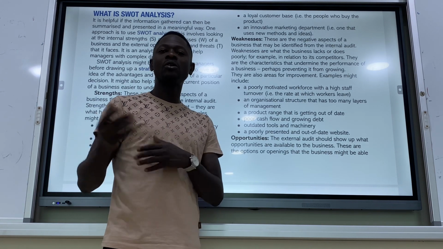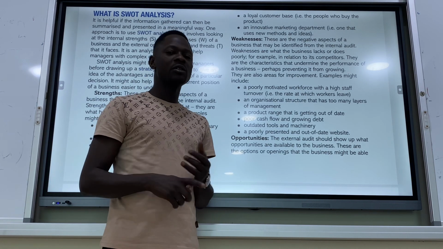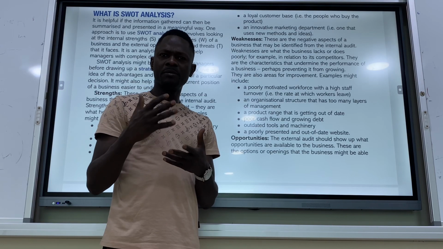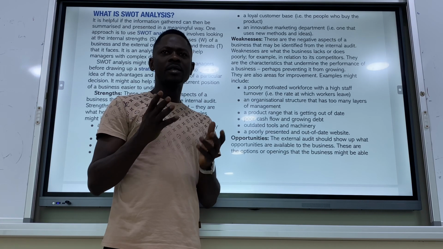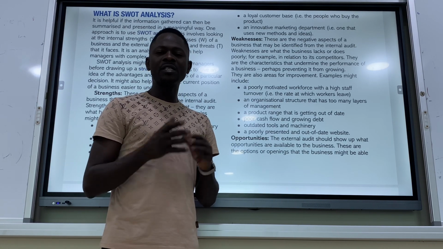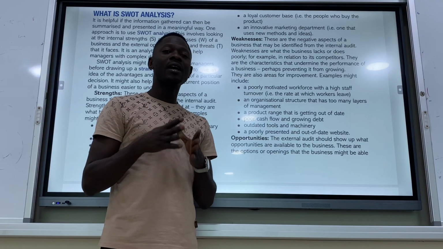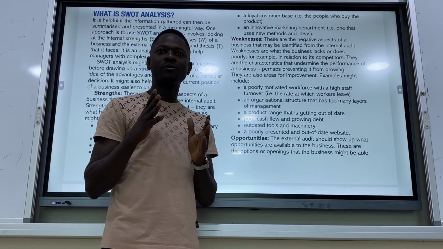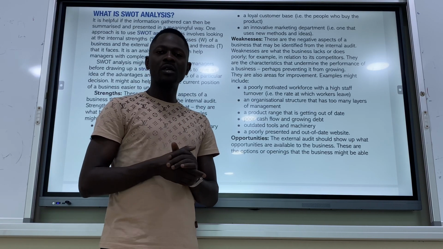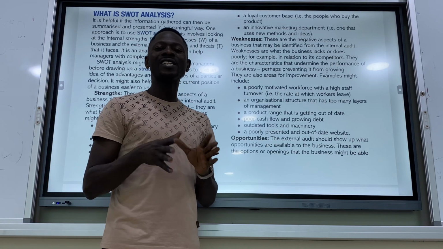Examples of external audits are the PESTEL analysis: the political, economic, technological, environmental, and legal factors. All these are part of external audits, and they are beyond the control of the business. But today's focus is really SWOT analysis itself.